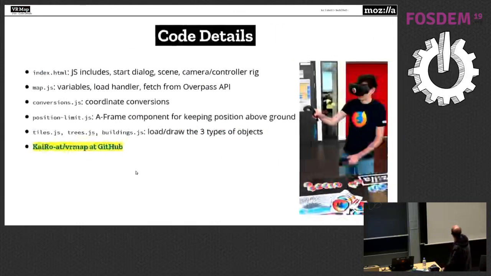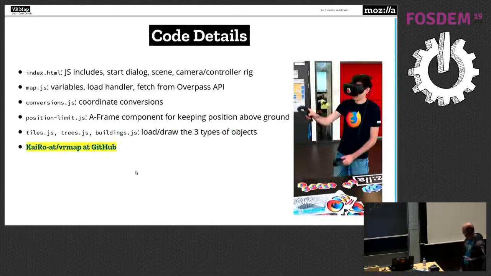And so the code itself is structured pretty simply. The index.html has the JavaScript includes and this scene setup and the intro dialog. And then there's map.js that handles the overall stuff, like loading everything. Conversions is the most boring thing, but the most complex thing because it handles all the coordinate conversions that you need in there.